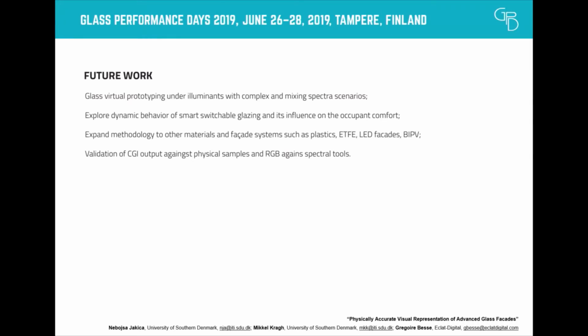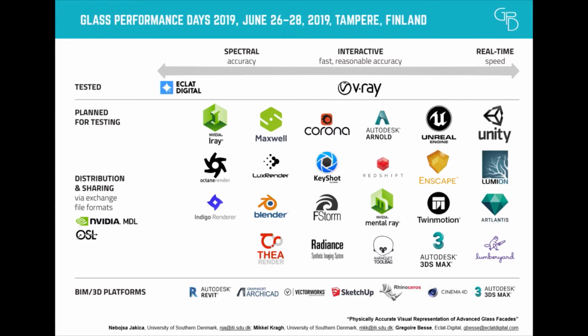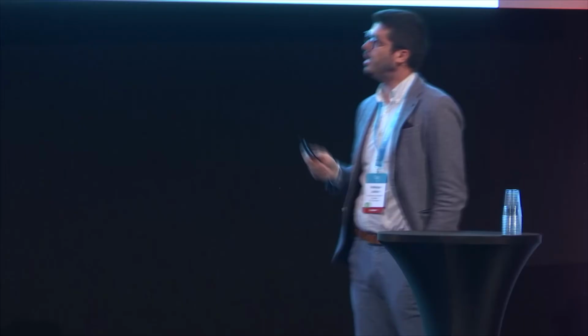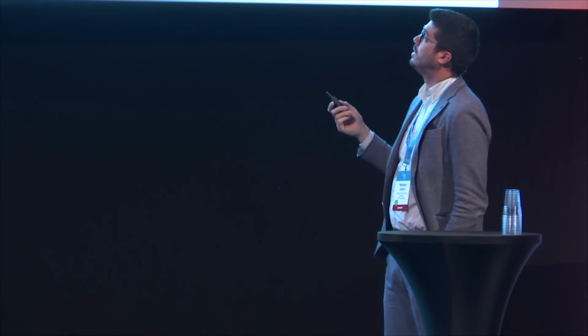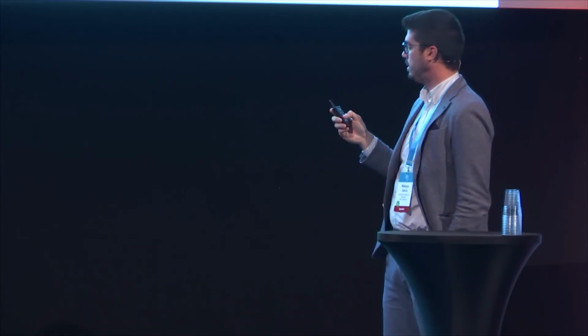And also the goal is to expand this methodology to other materials and facade systems, such as plastics, BIPV, TFE, media facades, and also to validate the CGI output against the physical samples, because this is the most critical part for the larger adoption, to validate first all these CGI tools with physical samples, and then to validate spectral workflows against RGB workflow.